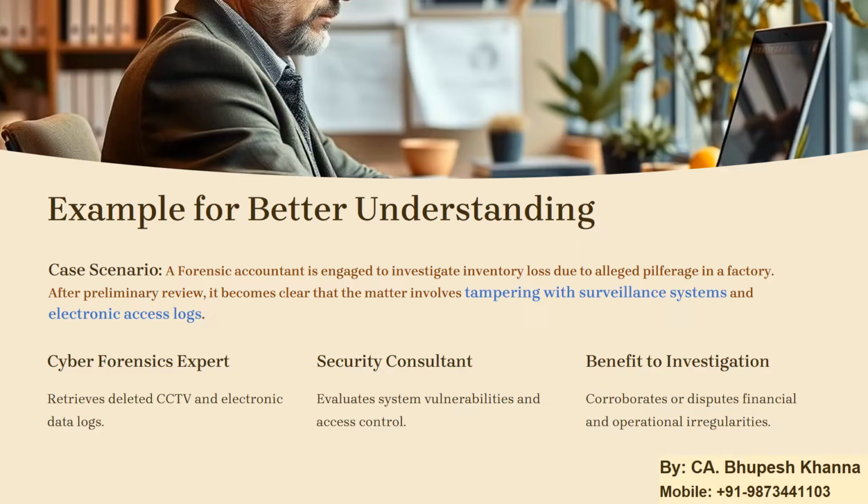In this case, the forensic professional may engage a cyber forensics expert to retrieve deleted CCTV logs, and engage a security system consultant to evaluate system vulnerabilities. Their findings would be used to corroborate or refute the financial and operational irregularities under investigation.